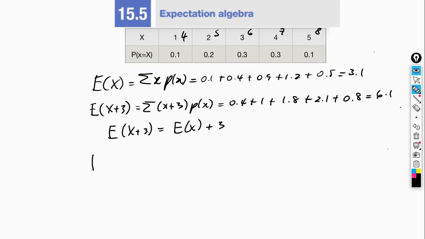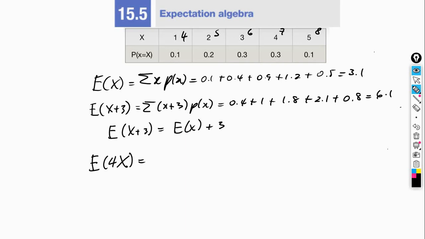Now, what would happen if we multiplied each x value by 4? What would happen to the expected value? What would happen to the mean? Intuitively, we would think that the mean would increase by a factor of 4, but let's verify that.